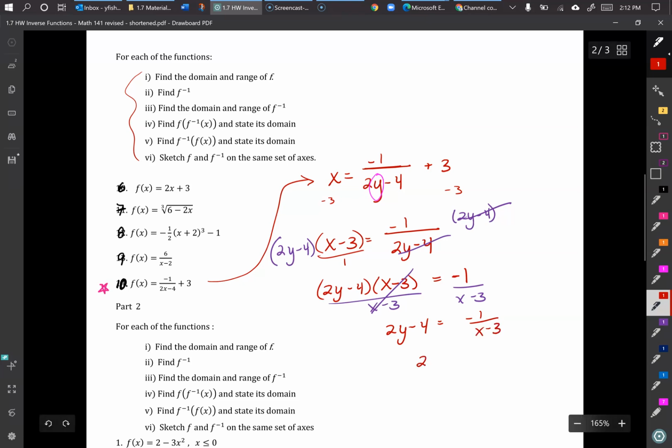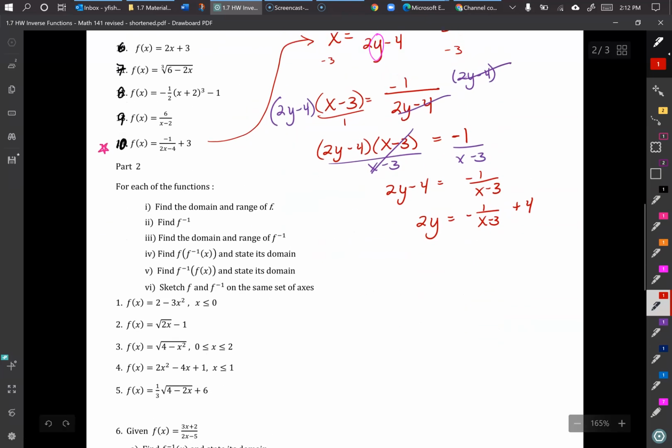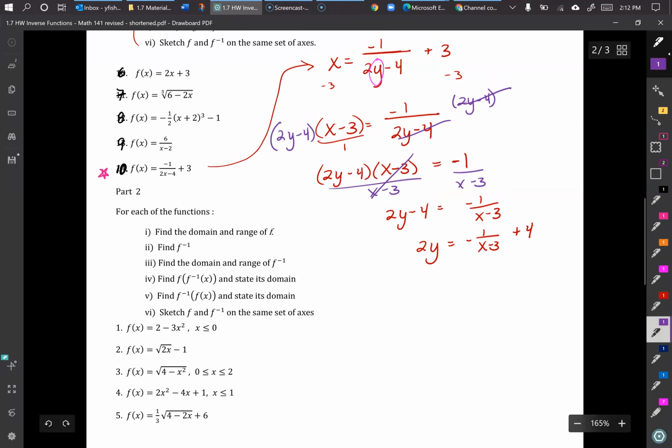I'm going to add 4 to both sides, so I have 2y equals negative 1 over x minus 3 plus 4. And then I want to divide both sides by 2. I can write it like this. Make sure that fraction bar goes all the way under both. We can put that 4 over 1 if we like. And then I just think of it as being like a 2 over 1, and I'm going to multiply by the reciprocal, and then I kind of have to carry that through, right? So I think using parentheses here is really important.